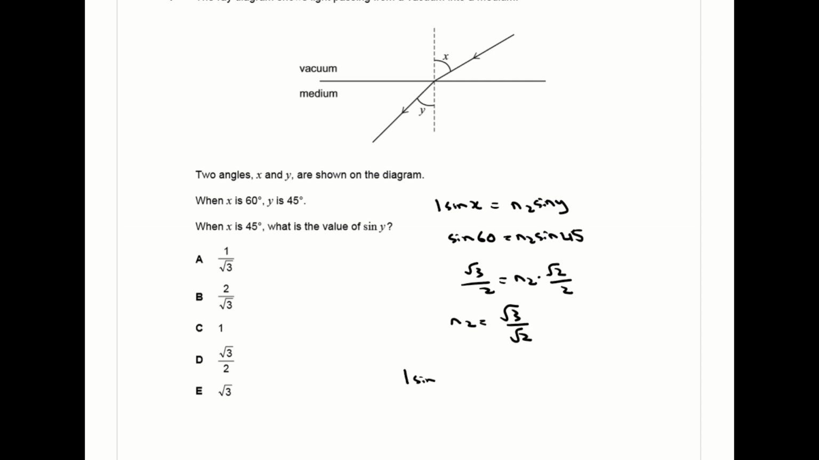So question 1 is a pretty standard refraction question, and you want to be using the equation n1 sine theta 1 is n2 sine theta 2. So you're given the first scenario when x is 60 degrees and y is 45 degrees, and you can plug these values into the equation using n1 as 1 because the ray is coming from a vacuum into the medium, and you end up with n2 being root 3 over root 2. You can then plug in the second scenario when x is 45 degrees to work out that sine y in this situation is 1 over root 3, which is A.